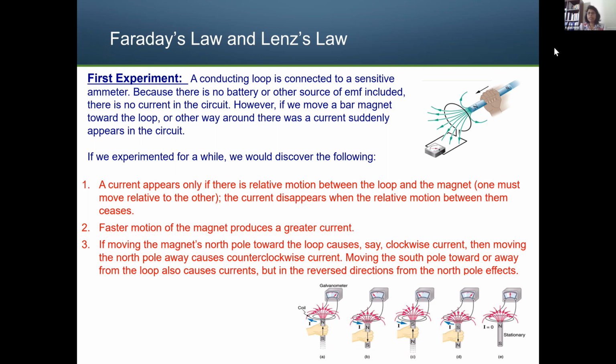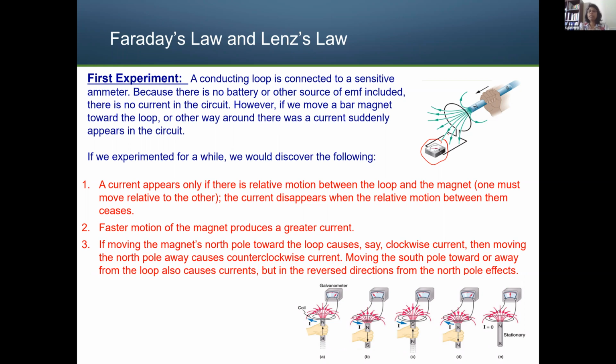What he did is he has a coil that is connected to a galvanometer. A galvanometer is, we'll say, an ammeter. It is sensitive to the current, right? Now there is no power supply or battery in this case, because we're going to talk about induced EMF. Induced does not have an external power source at all, right?